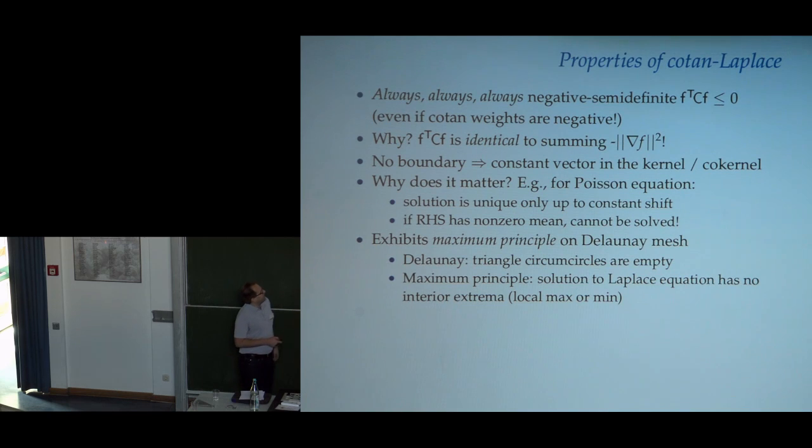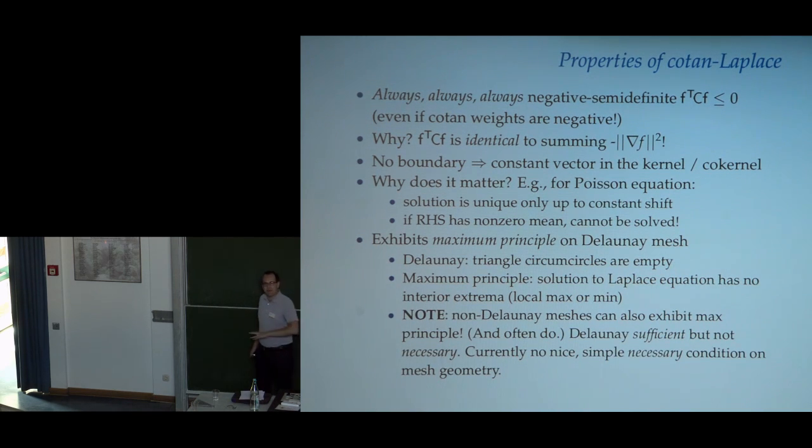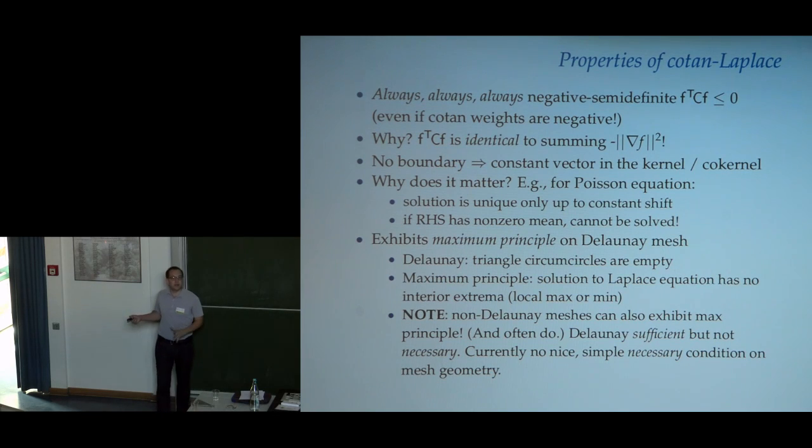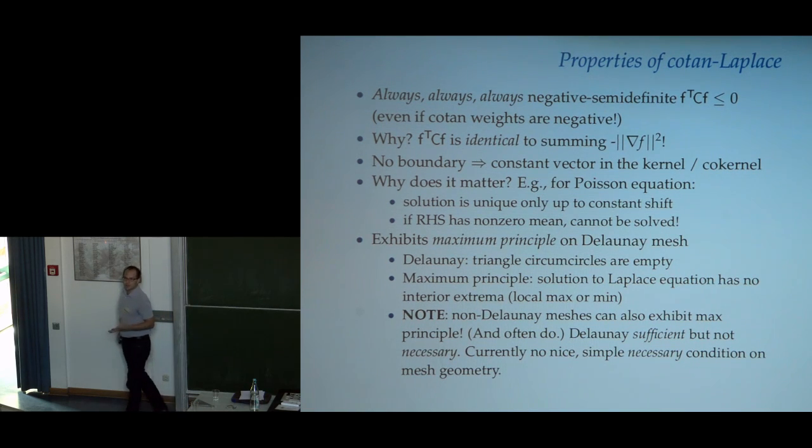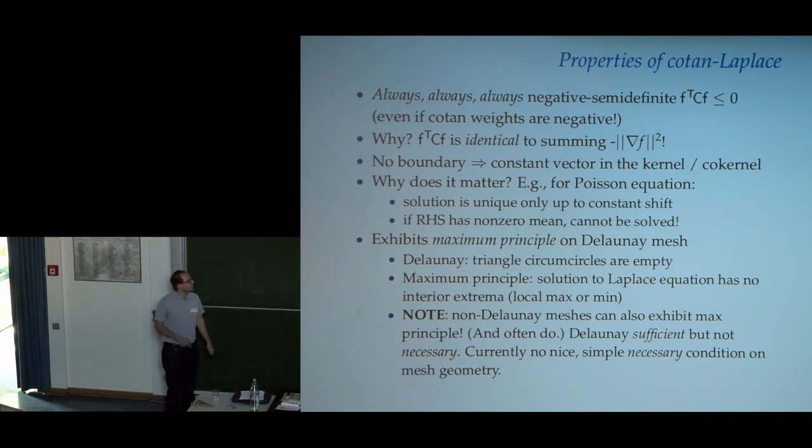Yeah, and people don't really know. So even if you have a mesh that's not Delaunay, you can get lucky. Actually, oftentimes you do get lucky. You have a maximum principle, even though you have an ugly mesh. But it's really not very well understood when you have a maximum principle and when you don't. There's no good geometric characterization of when you have one and when you don't. This is still an active area of research.